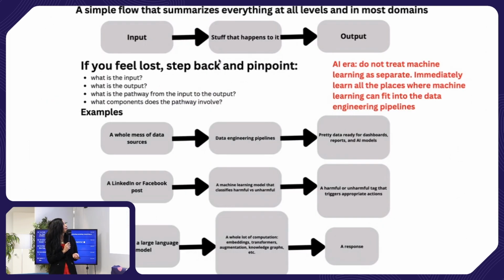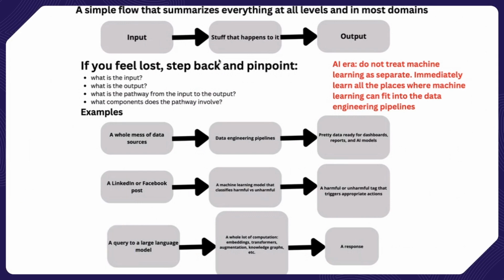And I noticed that most of the stuff is like you have input, and you have stuff that happens to the input, and then you have output. For example, for data engineering pipelines, that's from you, Joe, it's a whole mess of data sources and then data engineering pipelines, and you have pretty data in the output ready for dashboards and analysis. Or you have a LinkedIn post, and then you have a machine learning model that classifies your LinkedIn post, and then you get a label, and that label triggers some action. So if you think of things as input and output, then a lot of things come together nicely, and you don't have to feel like you have to learn so many things you don't know.